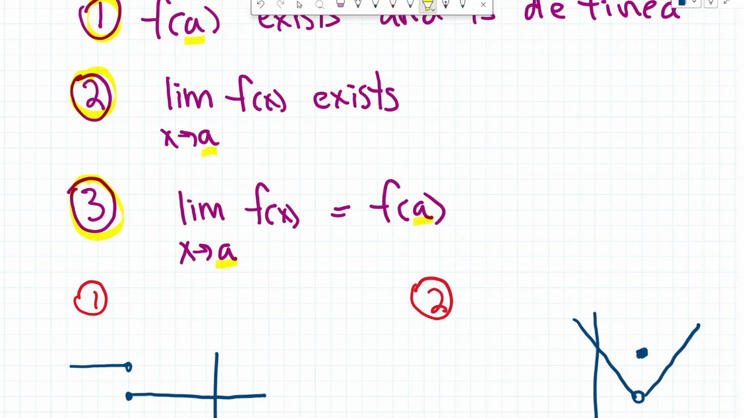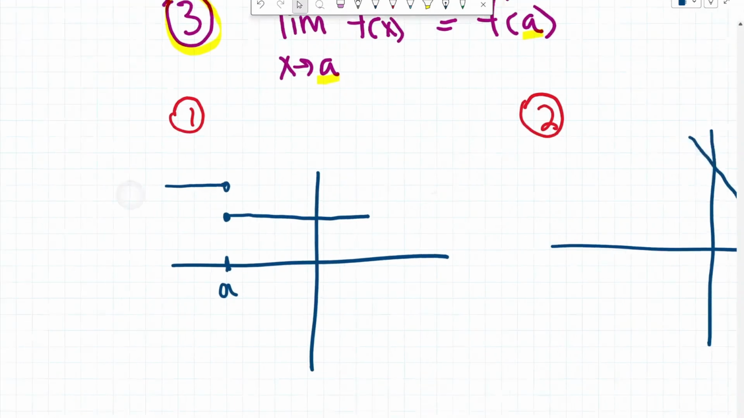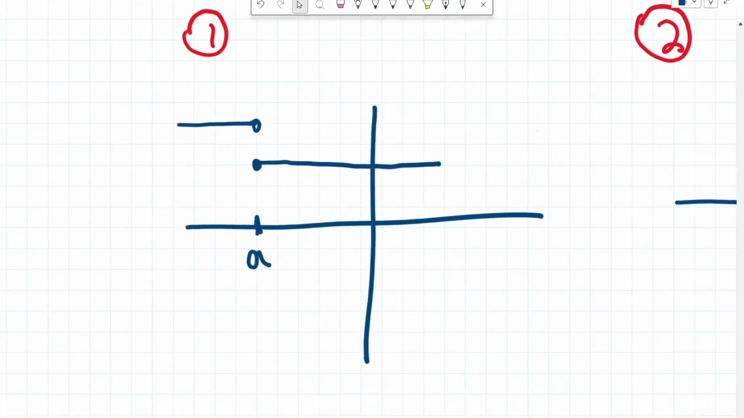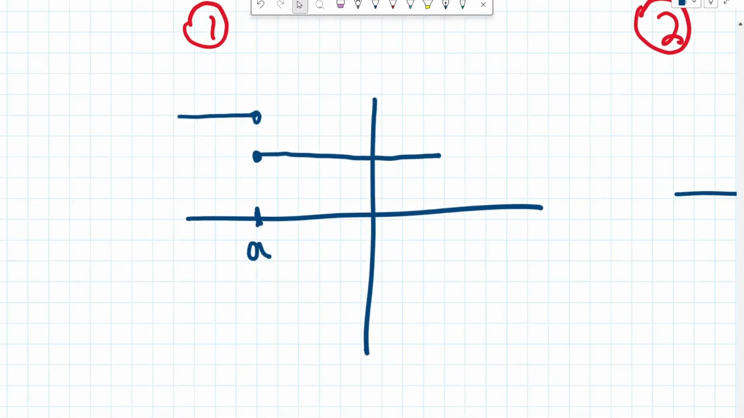Okay, so now that we've got the theory, let's dive into the examples. So I drew out some very pretty drawings for all of you over here, and we're going to determine whether in each one of these situations the function is continuous at a or discontinuous at a. So for this first example over here, we can see our a over there. And let's go through the three properties.